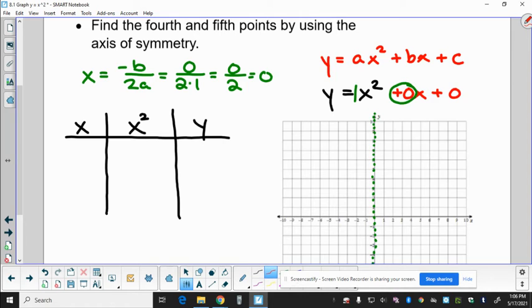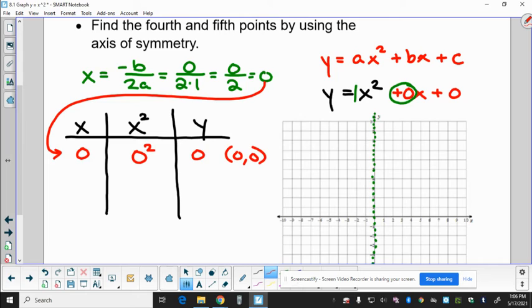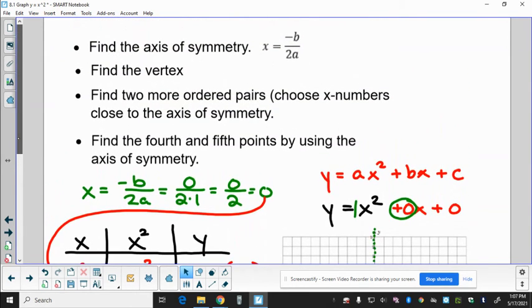So this first number is 0. That's the line of symmetry. So if we substitute that into this function, we get an answer of 0. So that's the ordered pair 0, 0. Let's go ahead and graph it. All right, so that is actually the vertex. So you might even want to label that to remember that. Okay, let's see what else we've got going on.